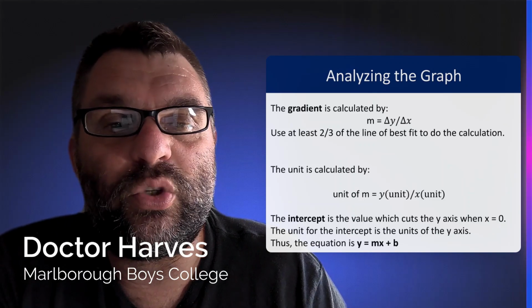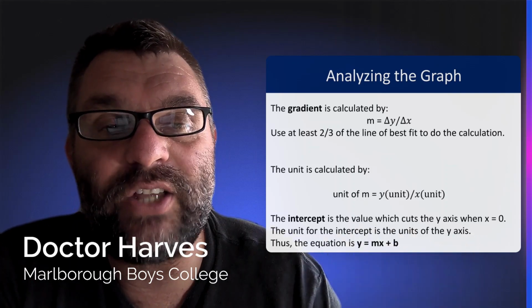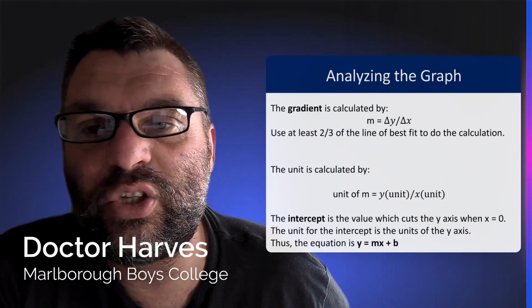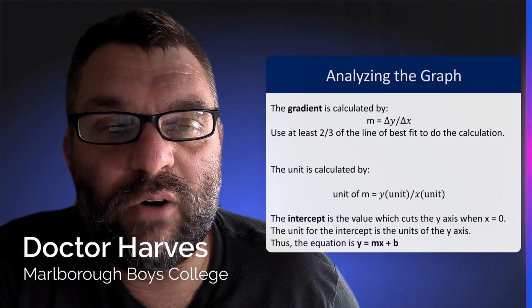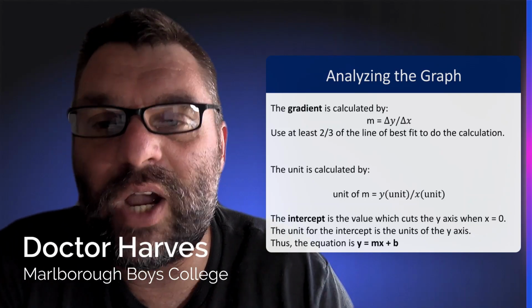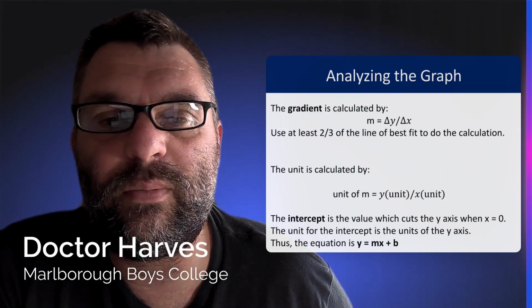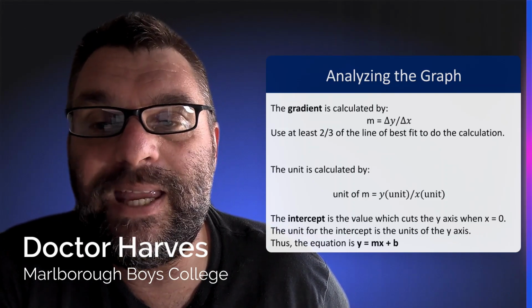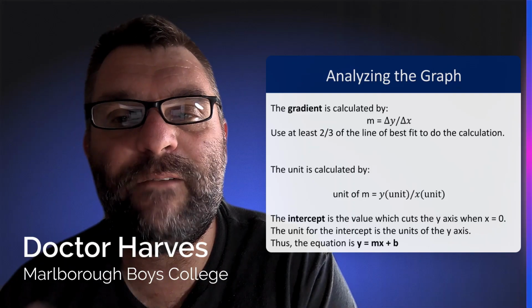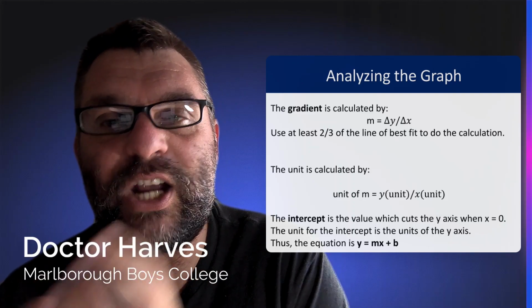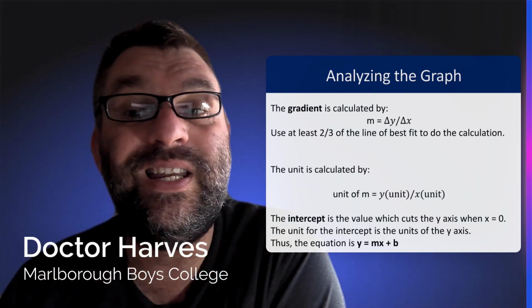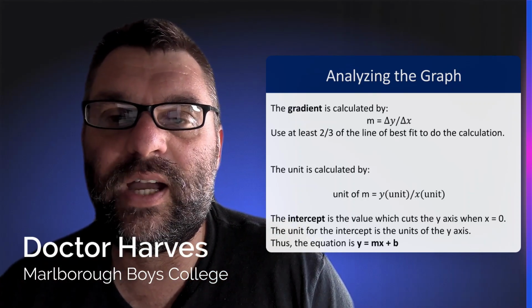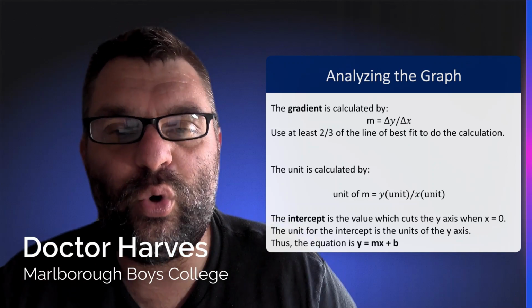And the intercept, which is your c value, is the value that cuts the y-axis when x equals 0, and the unit for the intercept is going to be the unit of the y-axis. The equation for a line in a linear relationship is y equals mx plus b, but remember that you have to make that equation fit the actual experiment that you've done. So y and x will be based around what your independent and dependent variables are and what you plotted for your graph for your experiment.